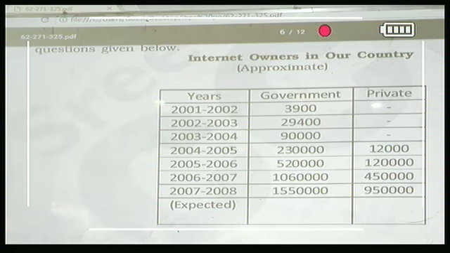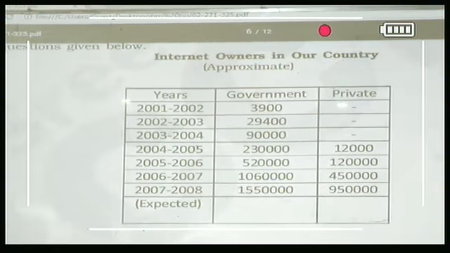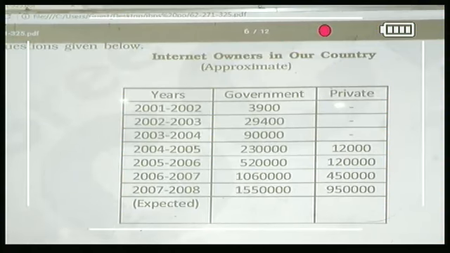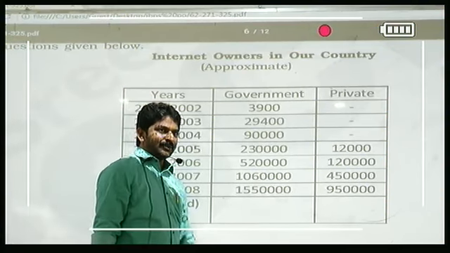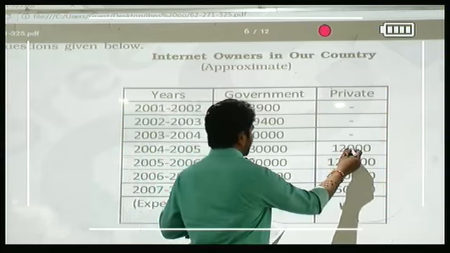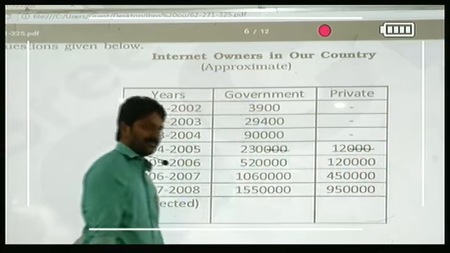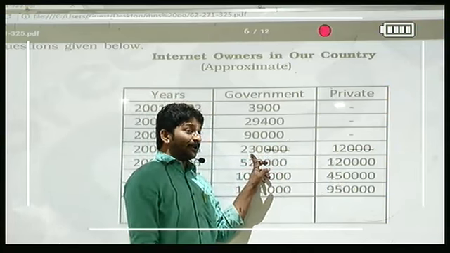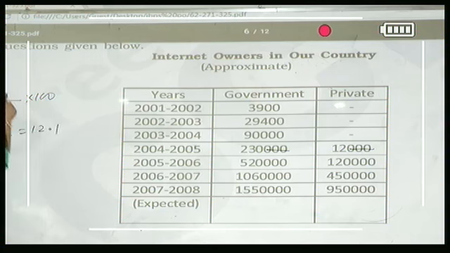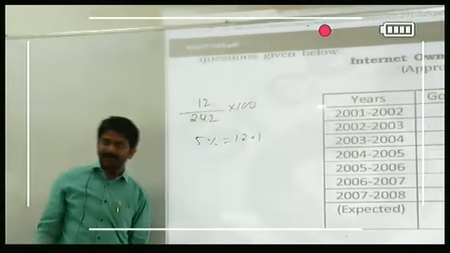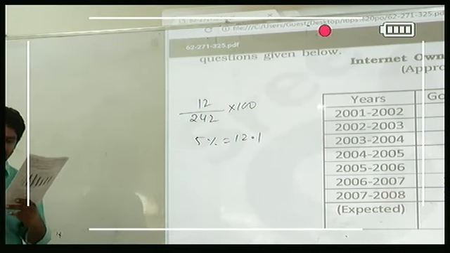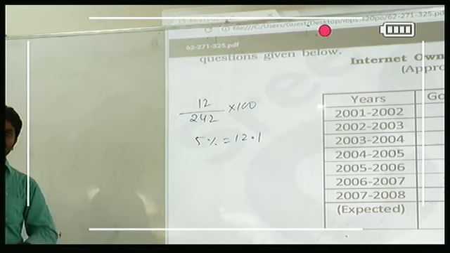Next, 53. What is the approximate percentage of private internet owners in the total number of owners in 2004 and 5? For simplification purpose, as we have 3 zeros, forget about 3 zeros in both the cases. Treat this number as 230 and this as 12. Total internet users are 230 plus 12. Your numerator is 12, which is approximately 12.1. Answer should be either 5% or just less than 5%. As you're asked about approximate, you can go for 5%.